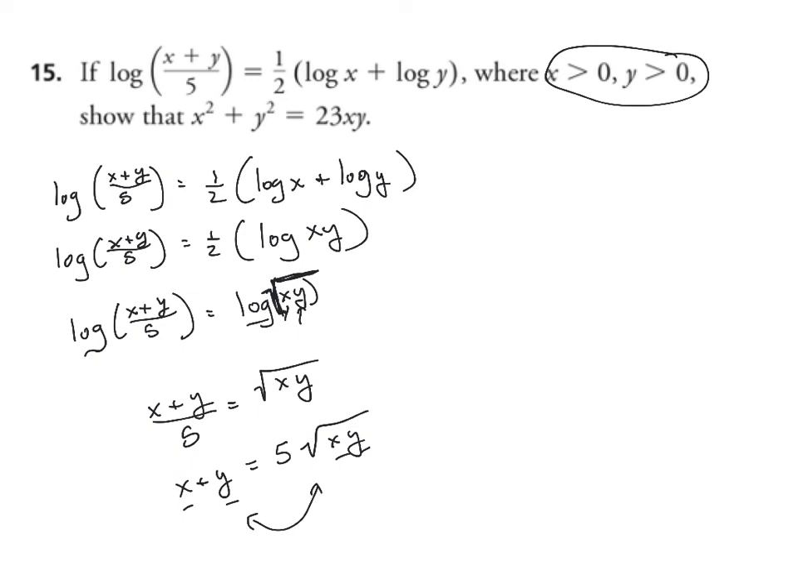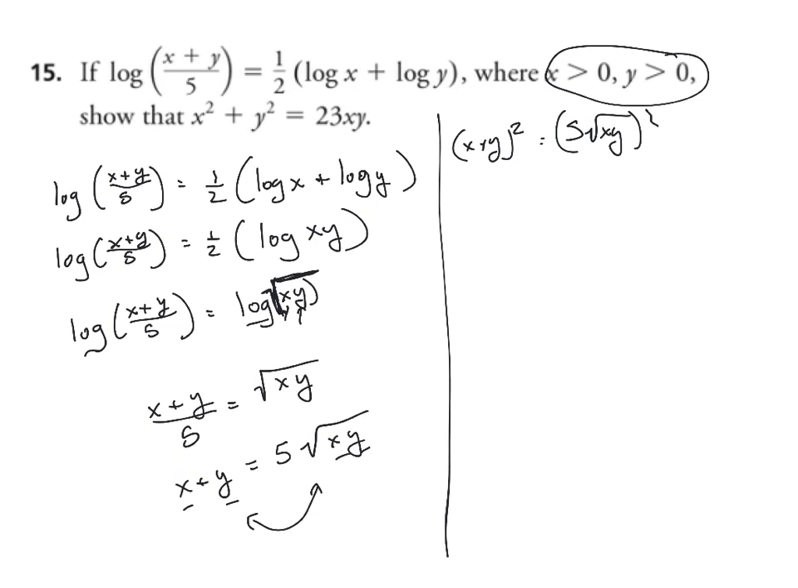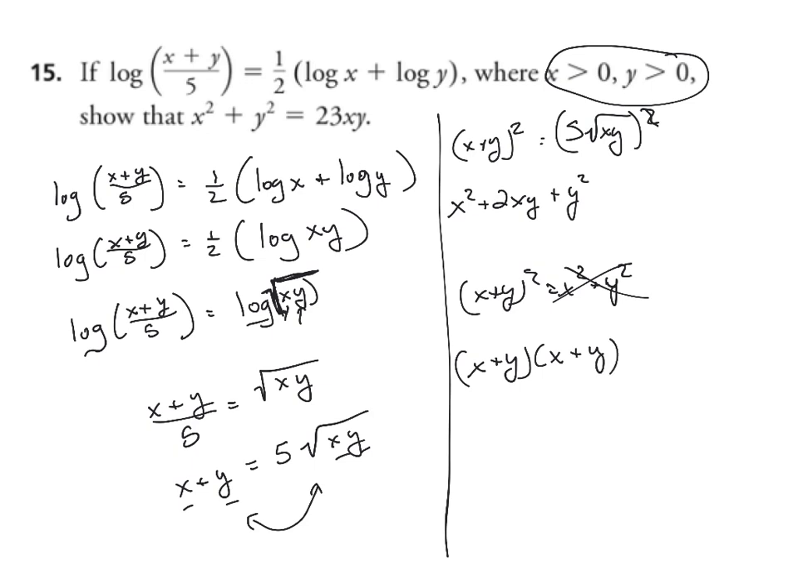So we can say x squared. Let me back up a step in case you aren't going to follow. (x plus y) squared equals 5 times the square root of xy, squared. We're squaring both sides. And we could say this is x squared plus 2xy plus y squared. Please don't make the mistake of thinking that (x plus y) squared equals x squared plus y squared. That's not true.